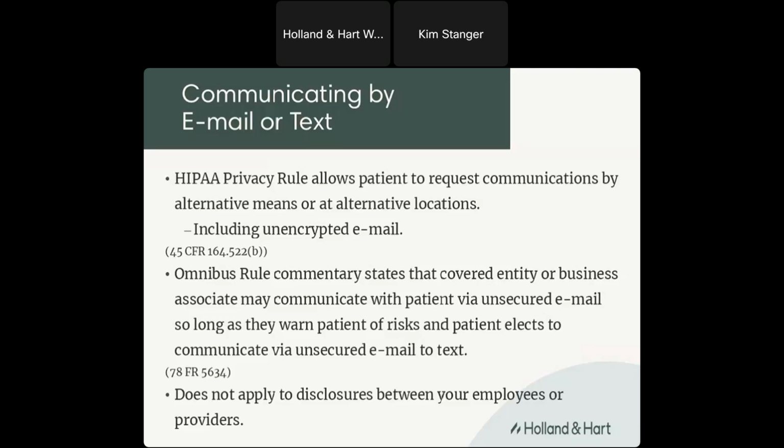You just want to document that the patient requested or consented to your use or disclosure of protected health information via an unsecured method. Otherwise, you shouldn't be communicating with the patient via unsecured email or text. And by the way, this exception only applies to communications with the patient. It would not excuse communicating with staff members or other providers via unsecured email or unsecured text.